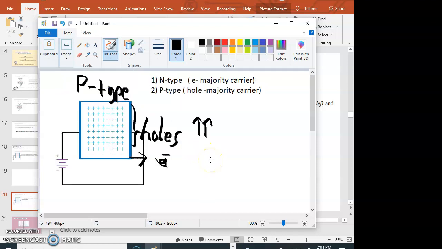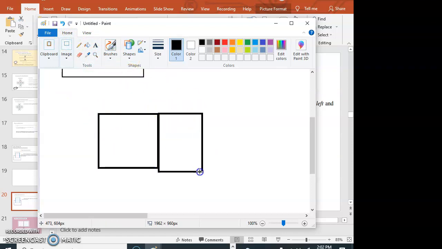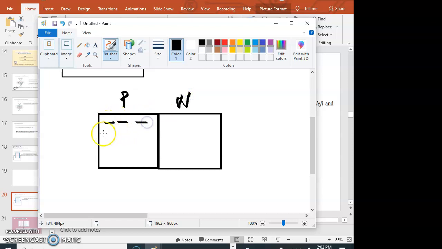The next question is, what happens when we combine the p and the n-type material? So combining now the two materials, let's say this is now the p material and this is now the n material. As we all know, this is now your p and this is now your n material. In the p material, the majority carriers are mostly electrons, okay?